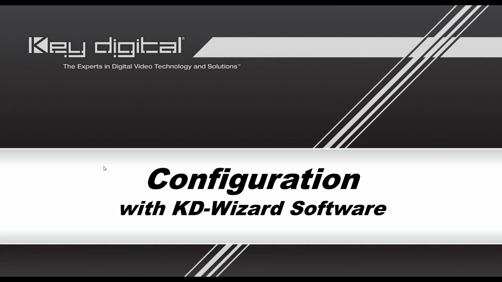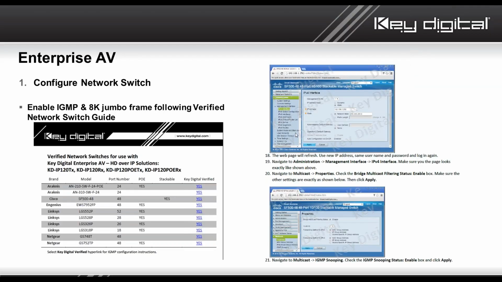So once you have your units, how do you go about building these systems? That's kind of the next step, isn't it? How do you go about setting up the units? How do you go about setting up a virtual video matrix or video distribution system with your IP922s? And that's all going to be done using the KeyDigital Wizard software. So the KeyDigital Wizard software is downloaded from KeyDigital.com.